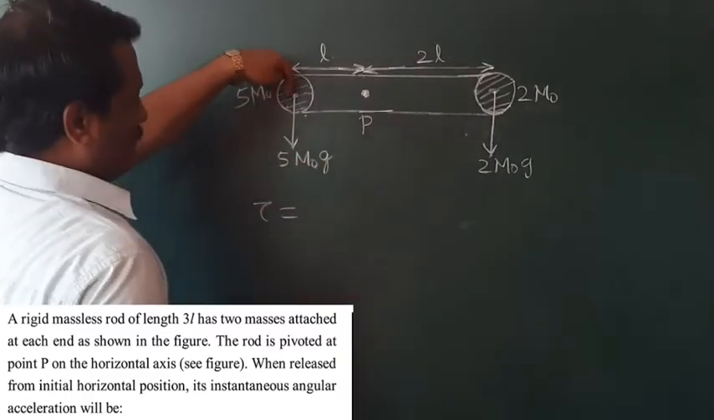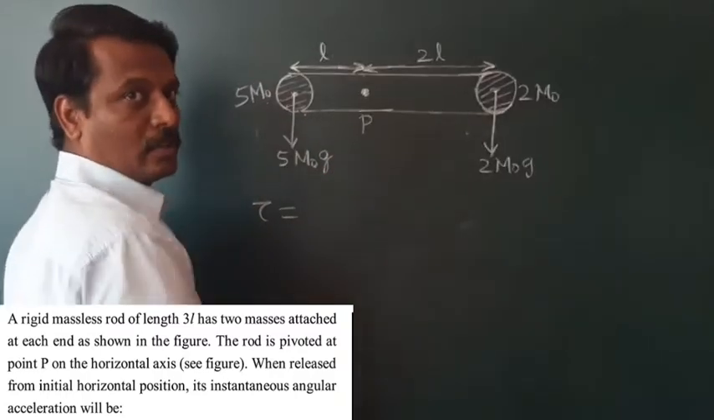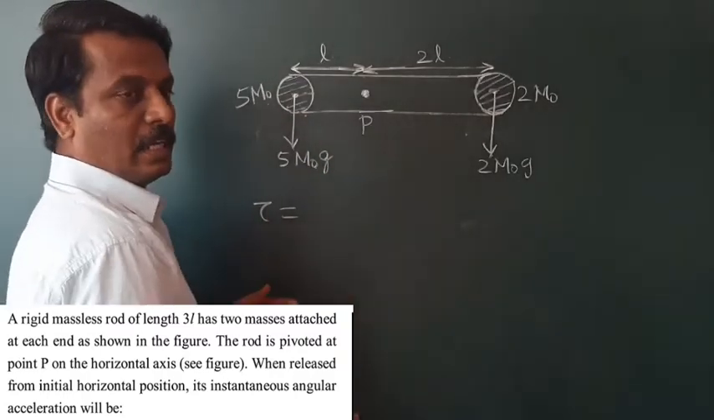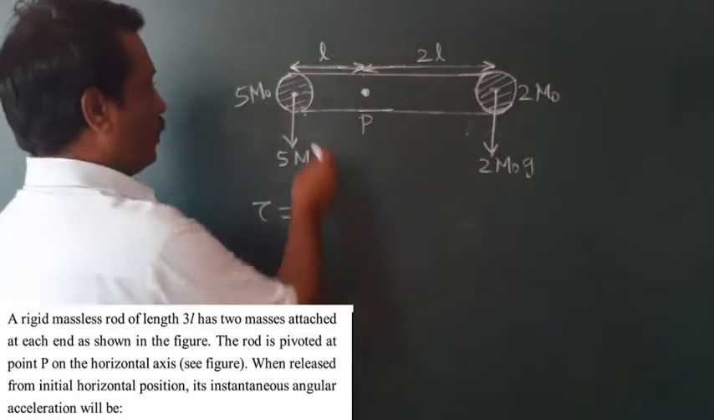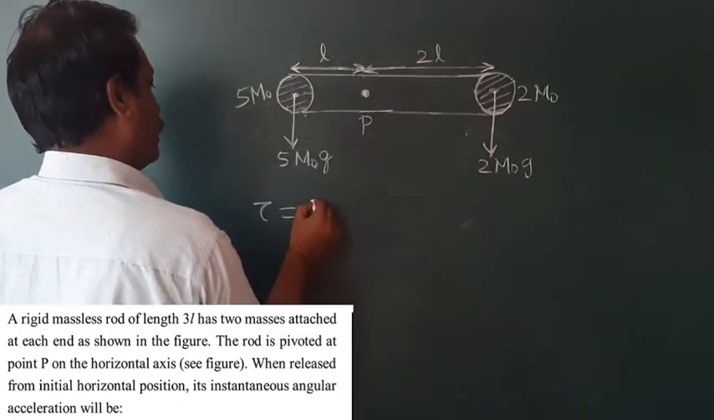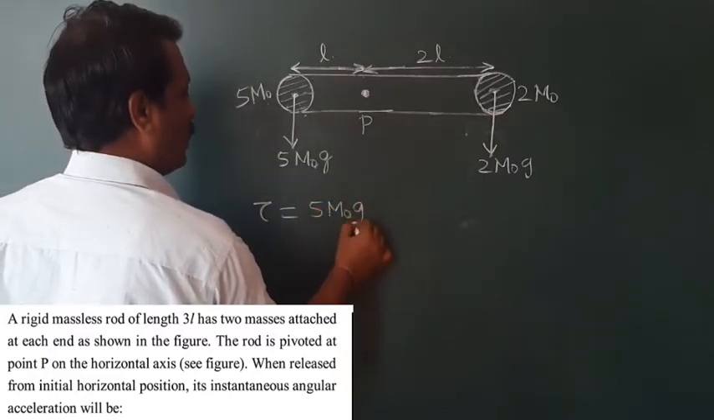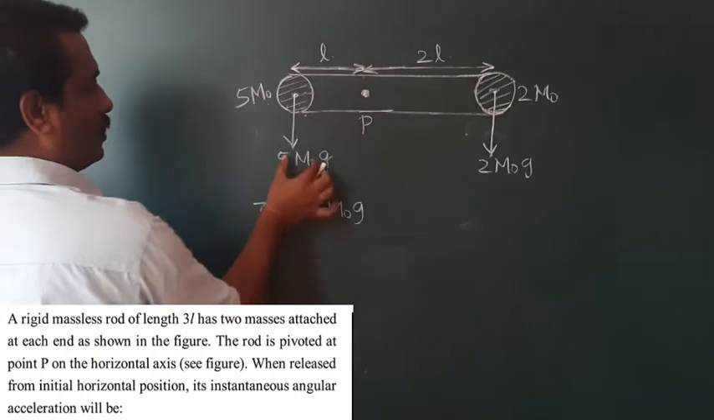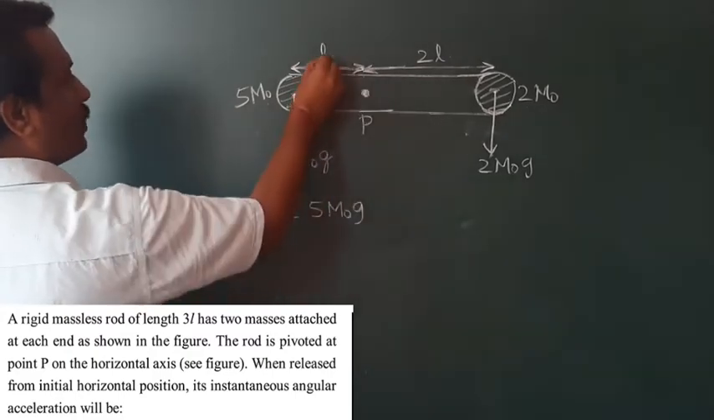See, when this force is applied, the rod rotates in anti-clockwise rotation. So according to convention, anti-clockwise torque is taken positive. So we will take it positive. So how do we define torque? Force into distance from axis of rotation. So here force is 5 m0 g and distance from axis of rotation is L.